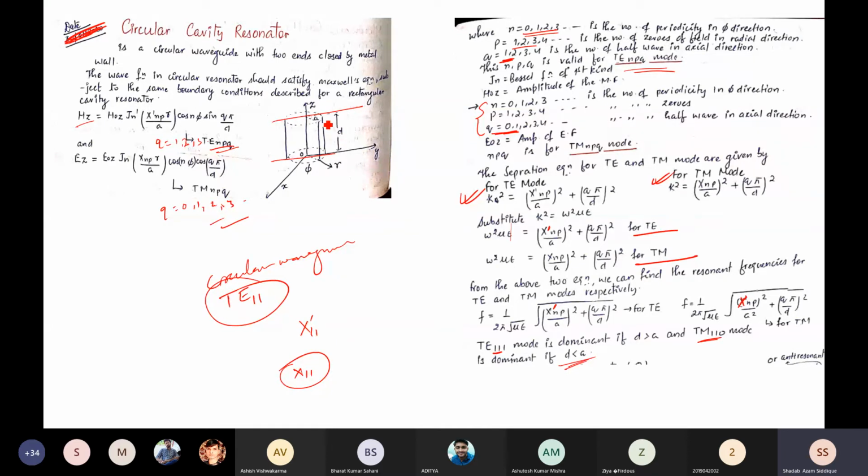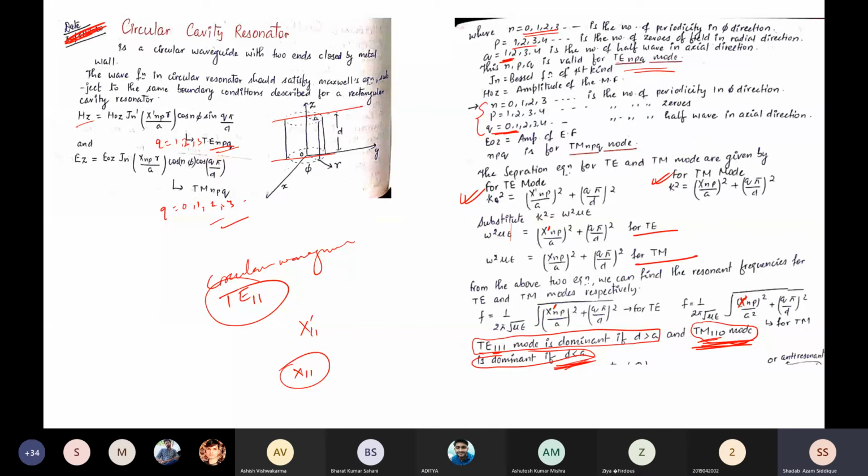Okay, so you should be able to check out. This will be the dominant mode for D less than A, and this is the dominant mode for D greater than A. So you should be able to check the dominant mode. There are two dominant modes for the circular cavity resonator, but there is a condition: one is for D greater than A and one is for D less than A. If the height of the cavity in the Z direction is greater than the radius, then that will be the dominant mode. T11 is the dominant mode.